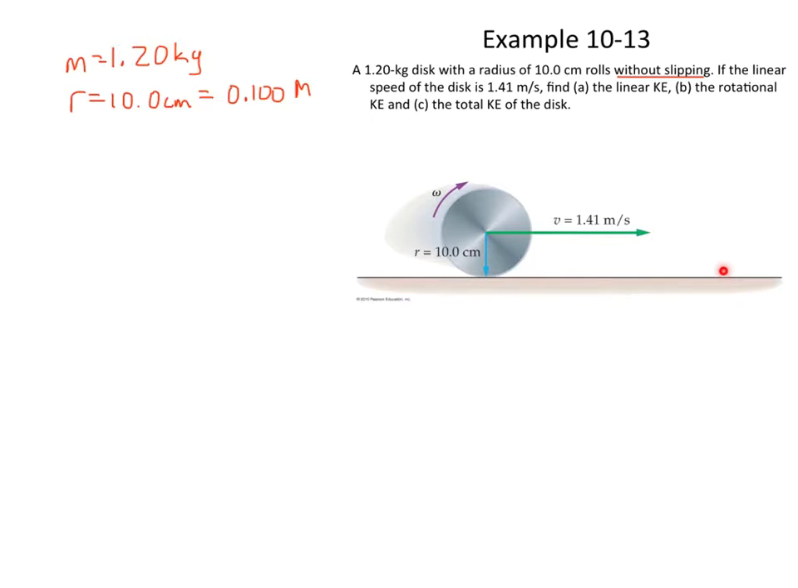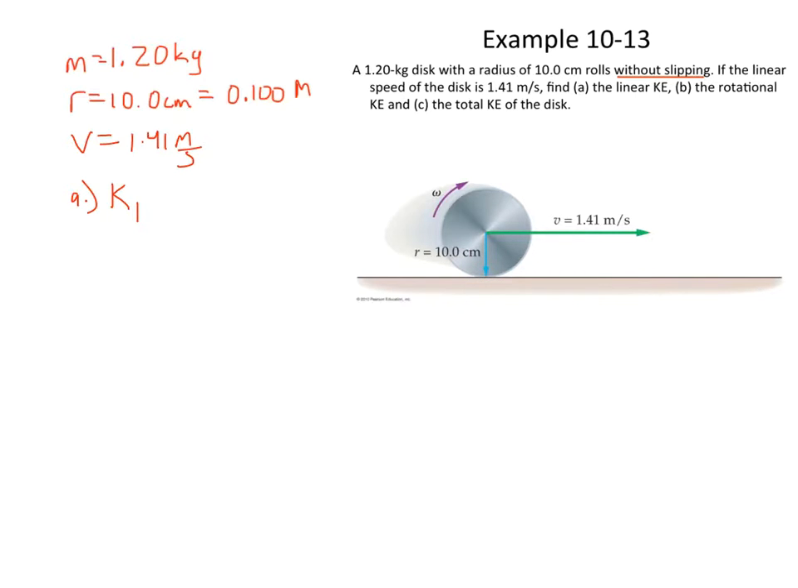So the linear speed of the disk is 1.41 meters per second. We want to find A, the linear kinetic energy, so KL. I need to be very careful right here because I don't want that to look like a KI.